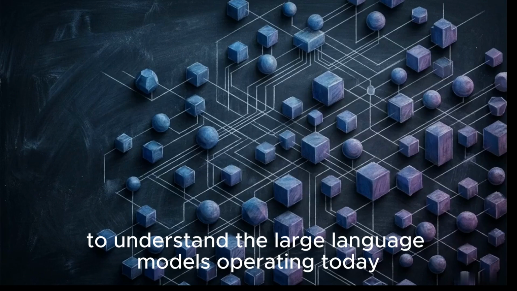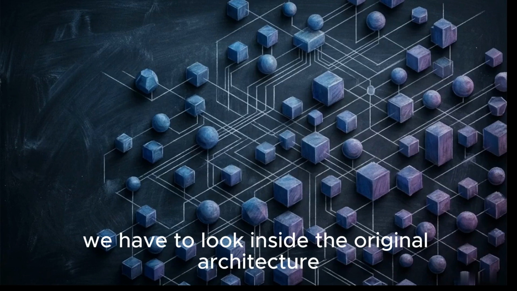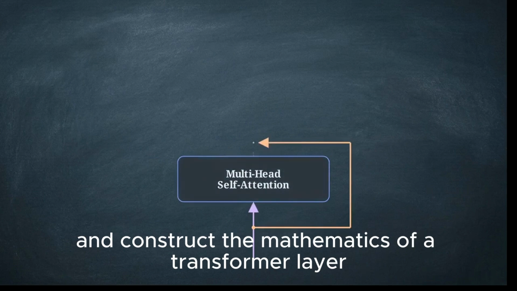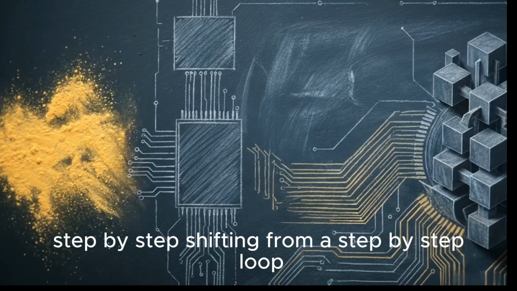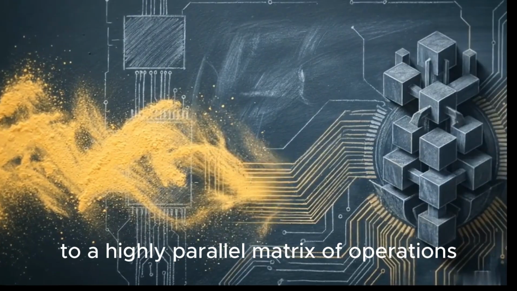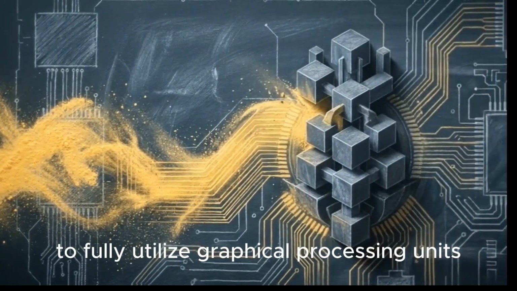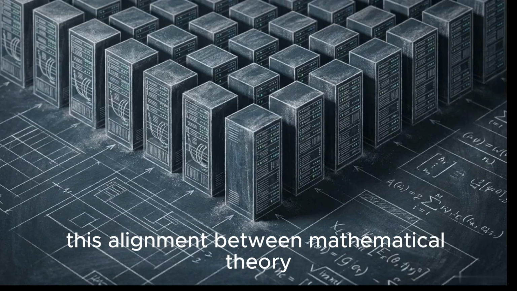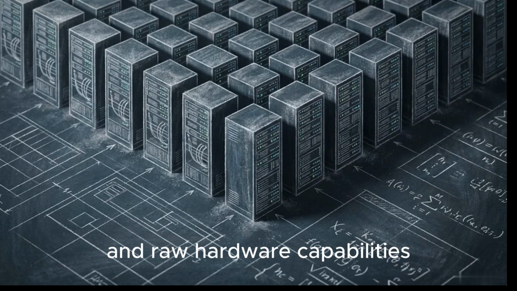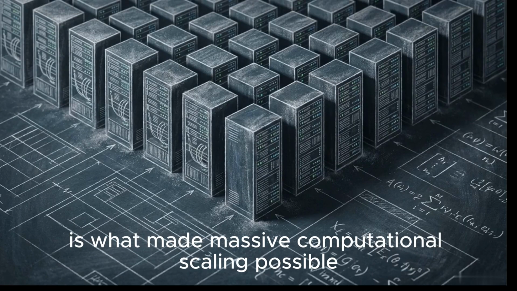To understand the large language models operating today, we have to look inside the original architecture and construct the mathematics of a transformer layer step by step. Shifting from a step-by-step loop to a highly parallel matrix of operations allowed models to fully utilize graphical processing units. This alignment between mathematical theory and raw hardware capabilities is what made massive computational scaling possible.